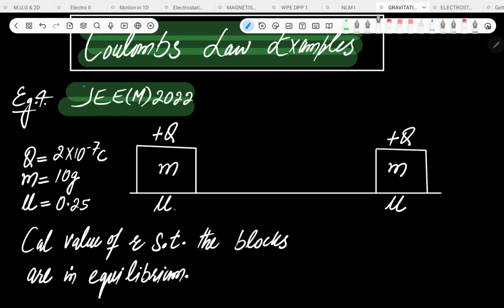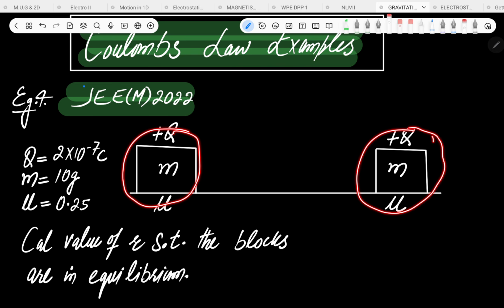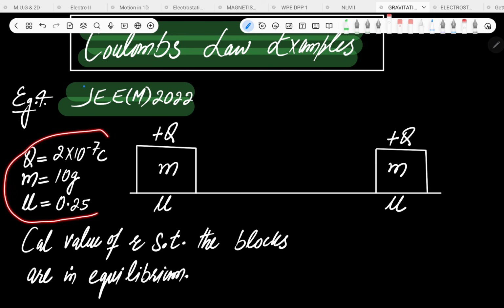The question is like this, that there are two blocks, as you can see in the figure. This is one block and this is another block placed on the rough horizontal surface. Coefficient of friction mu is given to you. Mass of the block is given. Charge is given. This is the data. Charge is given 2 into 10 to the power minus 7 coulomb. Mass is 10 gram and mu is 0.25. First and foremost, 10 gram means, 1 gram is 10 to the power minus 3 kilogram, so it becomes 10 to the power minus 2 kg, isn't it? And mu is 0.25. तो मैं यहाँ पे लिख सकता हूँ it is equal to 1 by 4. ठीक है जी. 1 by 4 is also equal to 0.25.